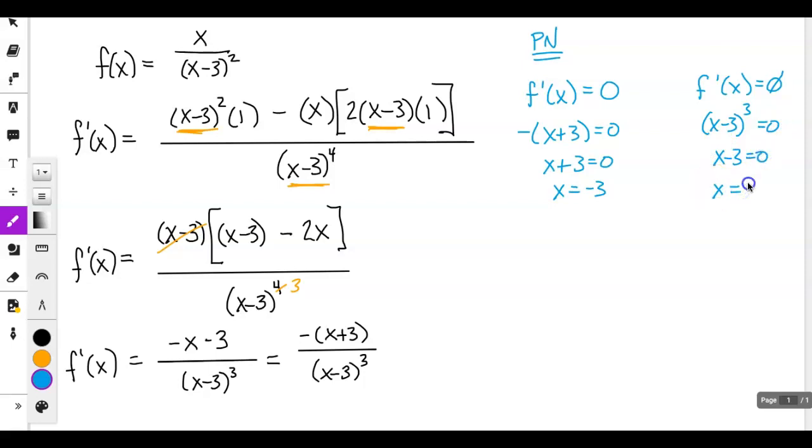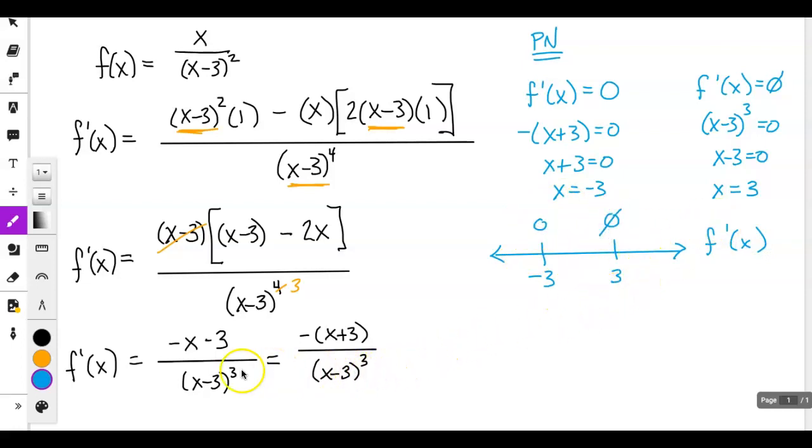And I get a partition number of 3 down there. Okay, so now we just make our number line. It doesn't matter yet if these are critical values, so don't even check. Just make your number line. -3 made my derivative 0, and +3 made my derivative undefined.